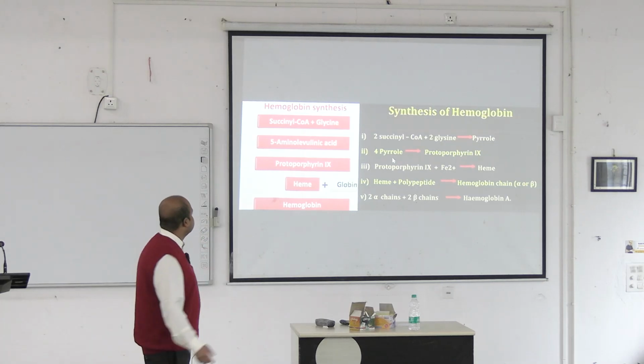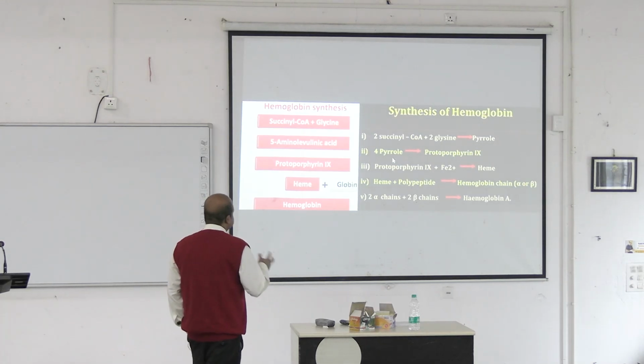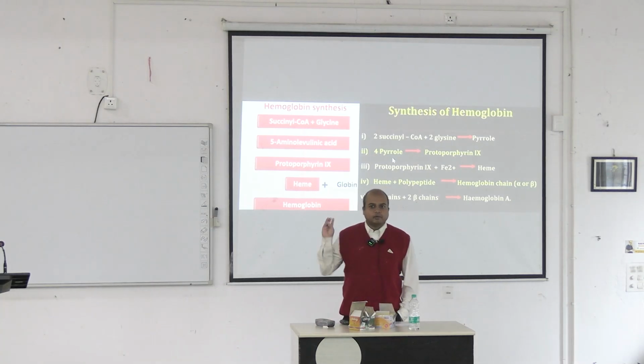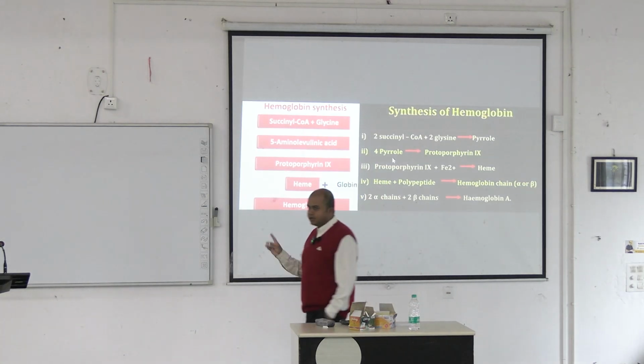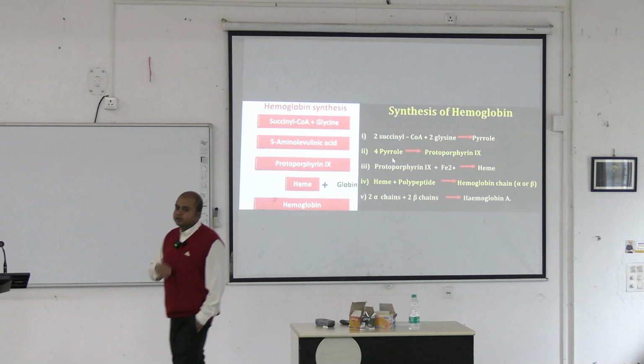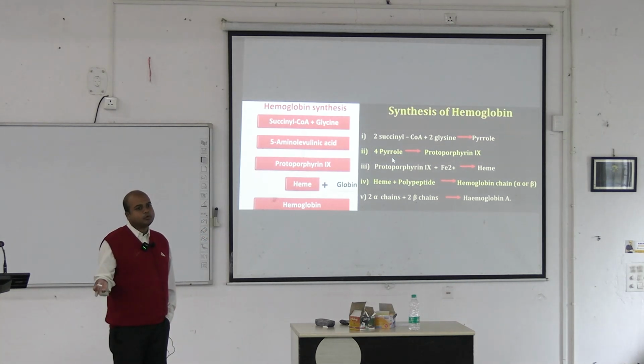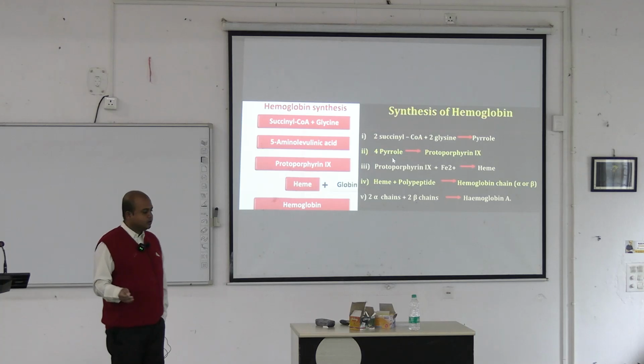So, succinyl-CoA plus glycine gives pyrrole, this is delta amino levulinic acid, also written as DALA. Instead of D there is a delta sign, then ALA, amino levulinic acid. Then, very simply, from the pyrrole ring it forms the protoporphyrin. So, protoporphyrin plus iron will be the heme, which attached with the globin chains forms the hemoglobin.